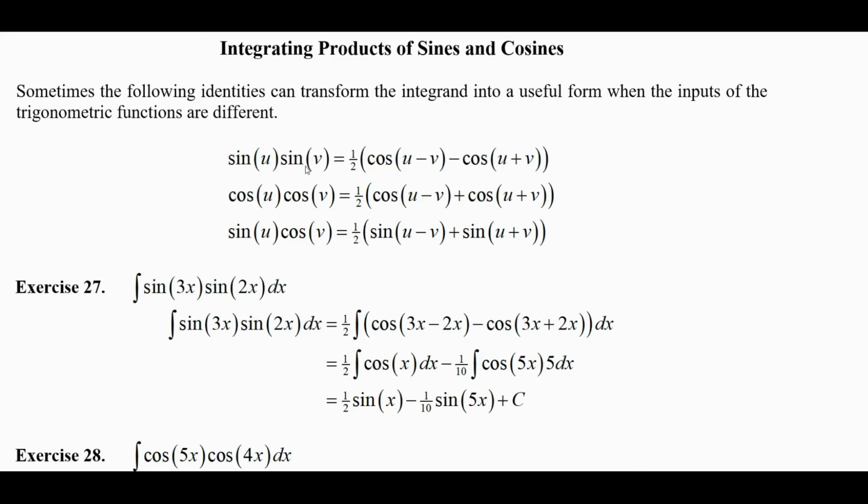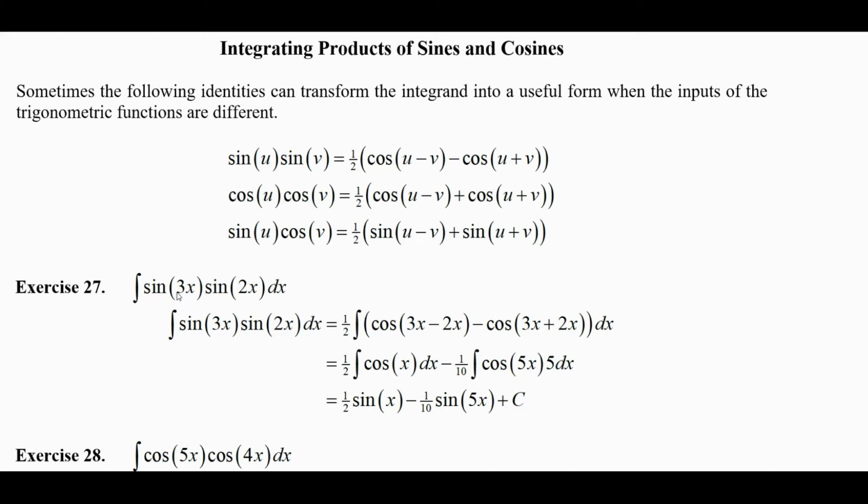Sine of u times sine of v is 1/2 times the quantity cosine of u minus v minus cosine of u plus v. Cosine u times cosine v is 1/2 times cosine of u minus v plus cosine of u plus v. Sine of u times cosine v is 1/2 times sine of u minus v plus sine of u plus v. If you have an integral of something on the left, we just switch it to the integral on the right, and then it works out pretty easily. We'll do an example of using each of the three here.